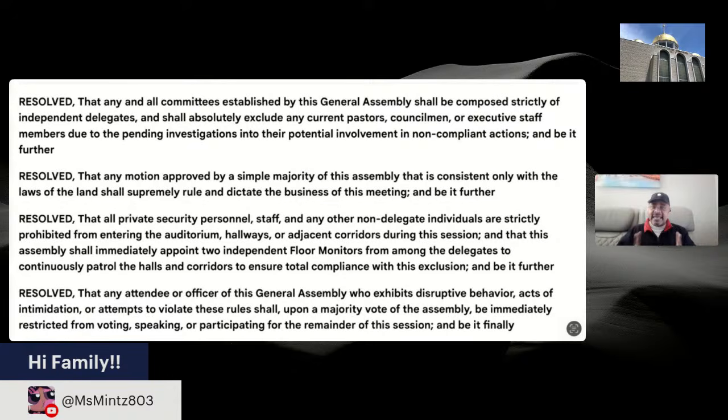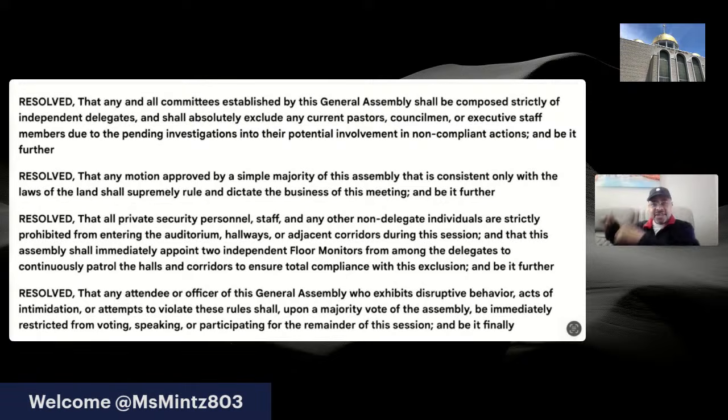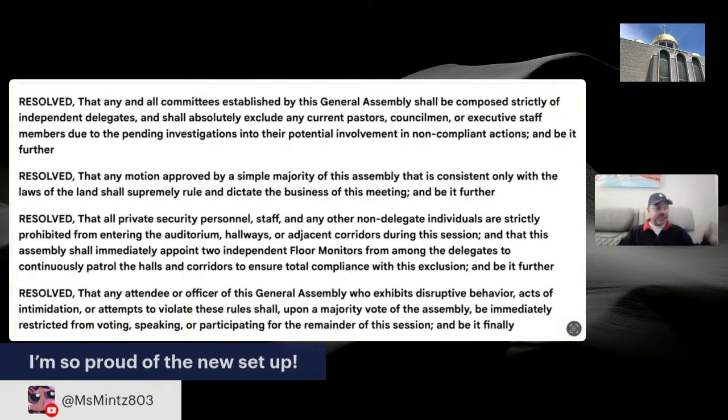The General Assembly does not recognize them as a pastor, because that is the religious side. The pastor has nothing to do with the business side. You're there, yes, because you are a pastor, and that's what our Constitution calls for. But once you arrive at the General Assembly, those titles are not to be used.